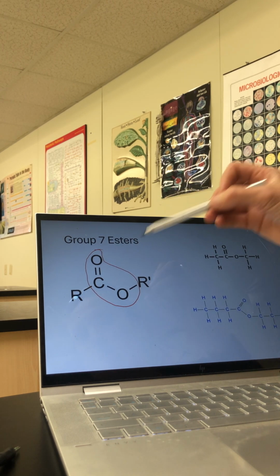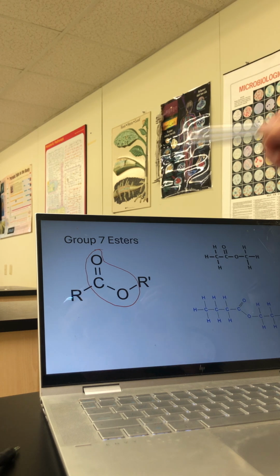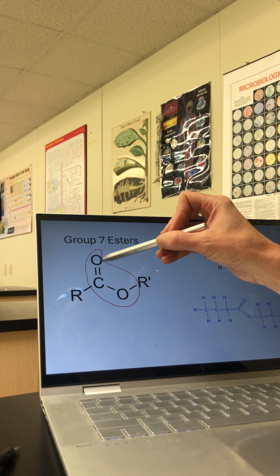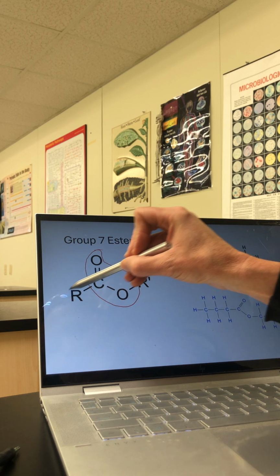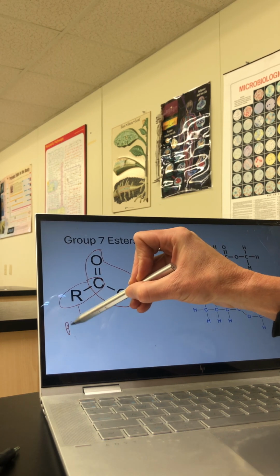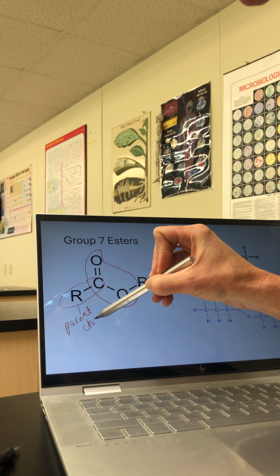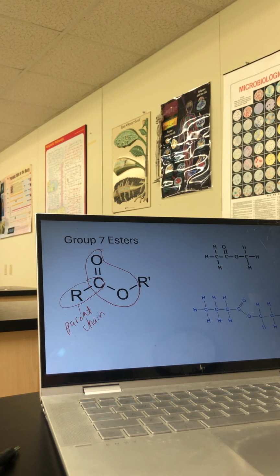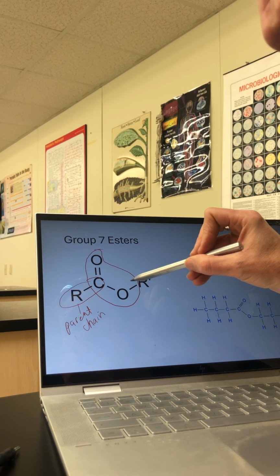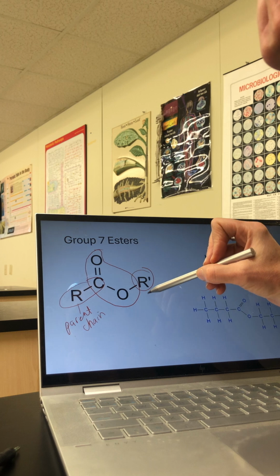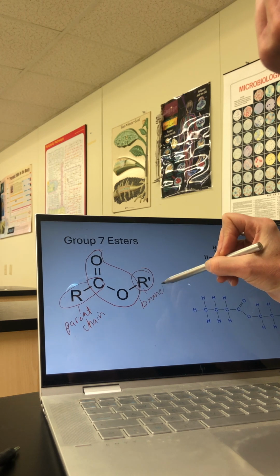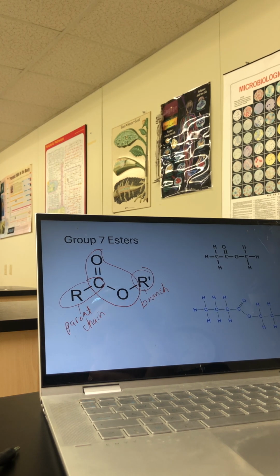Notice again the carboxyl, the C double bond to the oxygen. Now, coming off of the carbon that's bonded to the double O, this is going to be your parent chain. And then anything coming off of the single oxygens there, see the single bond, that is always going to be a branch. So what's great about that is you don't have to put any numbers for the branches because you can assume that that's where the branch is coming from.